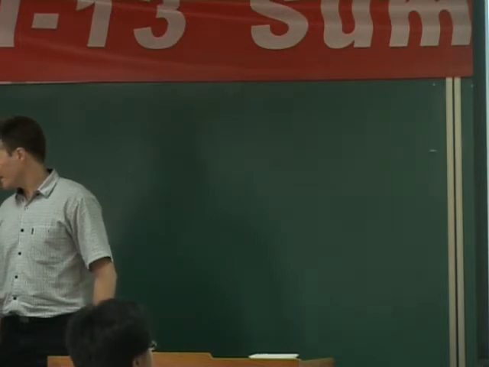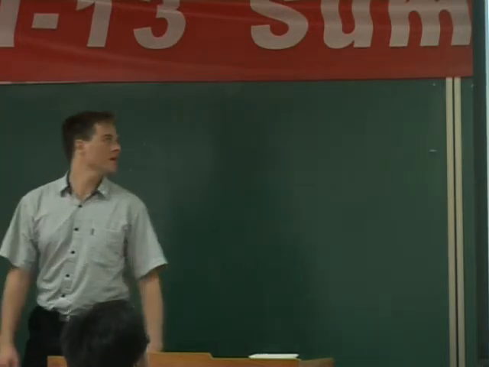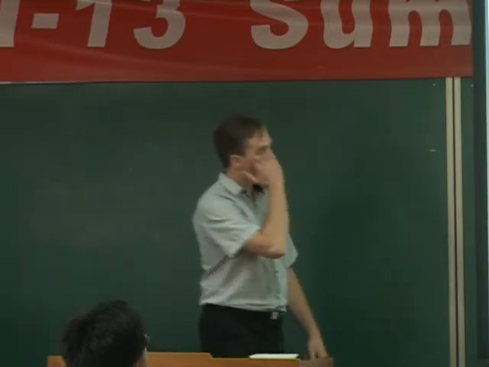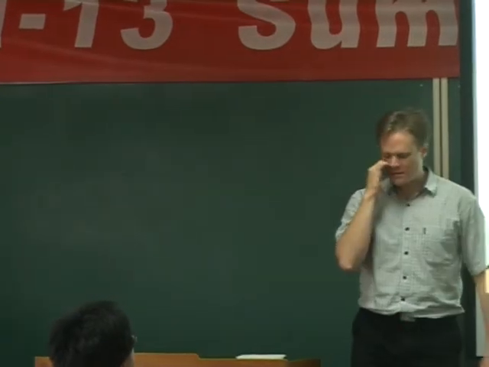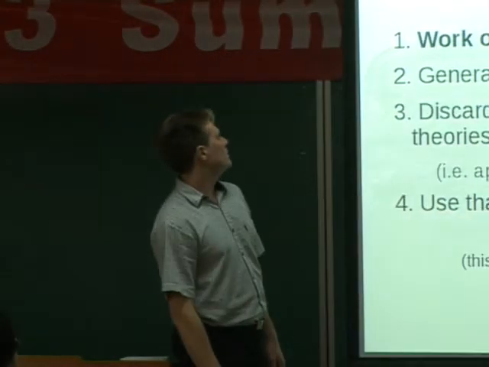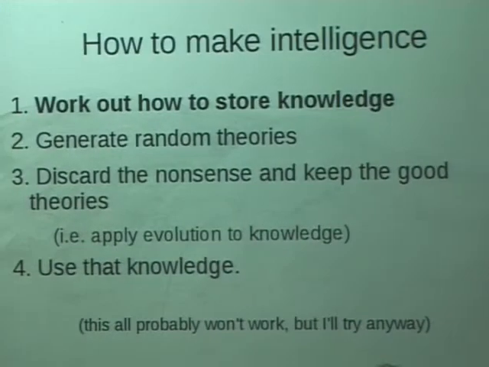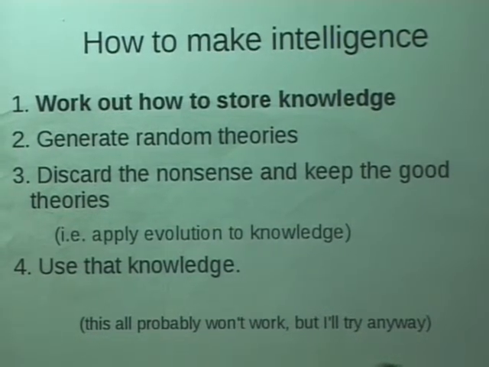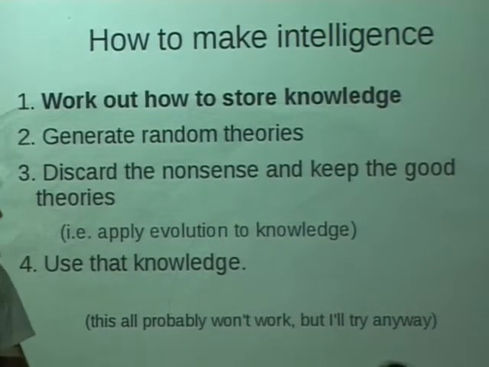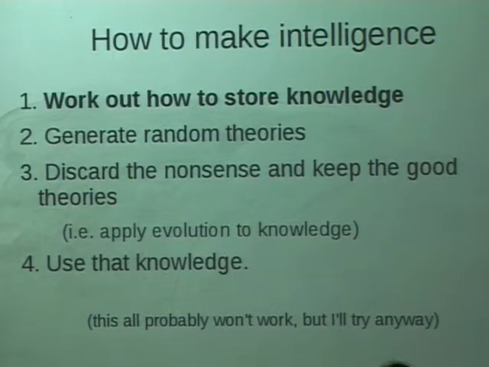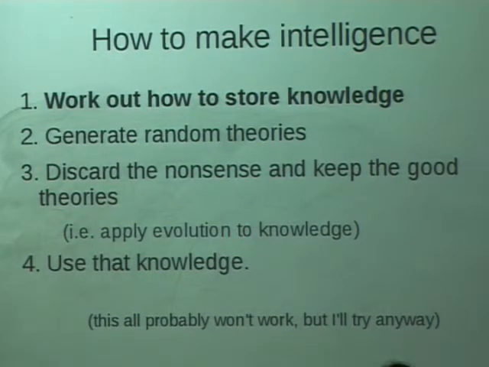So this is my grand plan on how to make the intelligence. Step 1, work out how to store knowledge. Knowledge representation, it's an area of study. Step 2, generate a whole bunch of random theories in that knowledge. Step 3, discard the nonsense, keep the good theories, and use it. So it's running an evolutionary algorithm or a genetic algorithm on the knowledge itself. And of course it's going to work because random search is a viable search option. Totally going to work. Doesn't work.